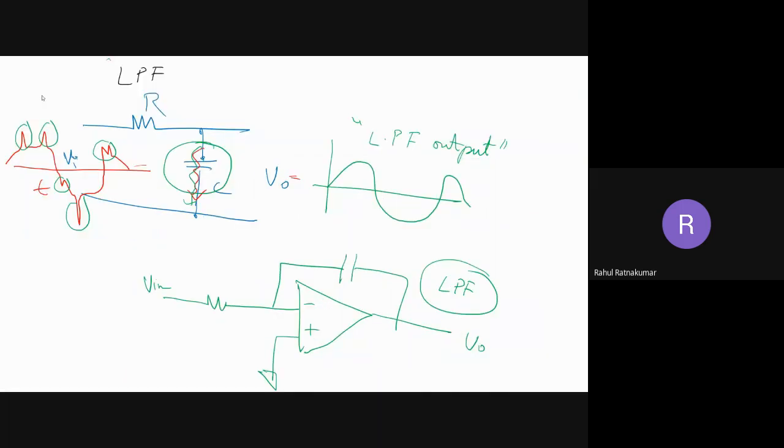So this is the circuit of the low pass filter. Let's see the circuit of a high pass filter. The concepts remain the same. For a high pass filter, we need to eliminate all the low frequencies, so this capacitor blocks the low frequencies and we need a resistance. This is V output, this is V input, this is R, this is C.